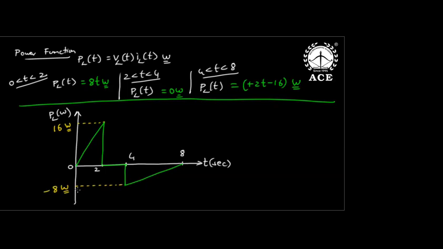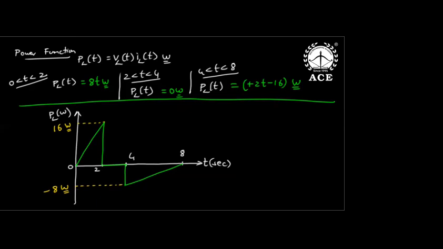Okay, so this is the power function of the inductor. From 0 to 2, 80 watt. From 2 to 4, 0 watt, and from 4 to 8 it is 2t minus 16 watt. Okay, that is the meaning. So power is instantaneous, sir. You can substitute any time and argue.